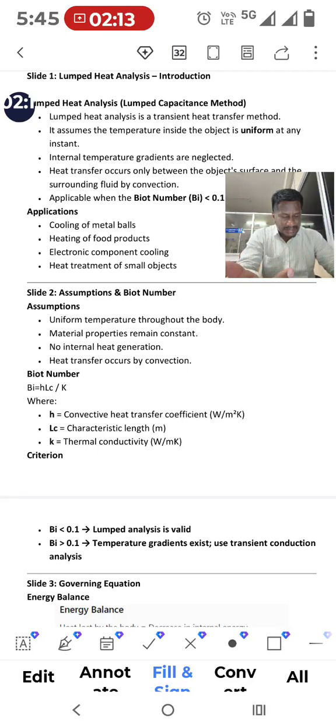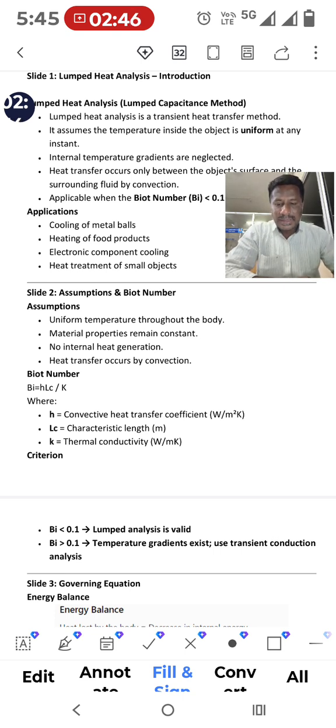Lc is the characteristic length, which is defined as the ratio between the volume and the surface area. Now we will see the lumped heat analysis. In lumped heat analysis the internal resistance is negligible. I mean that there is no internal resistance inside the material, which means that there is 100% heat transference.